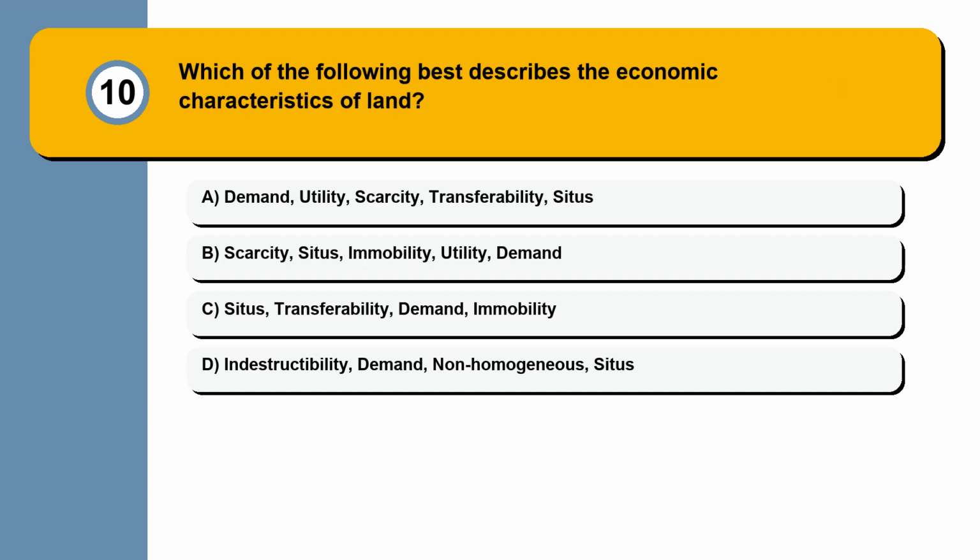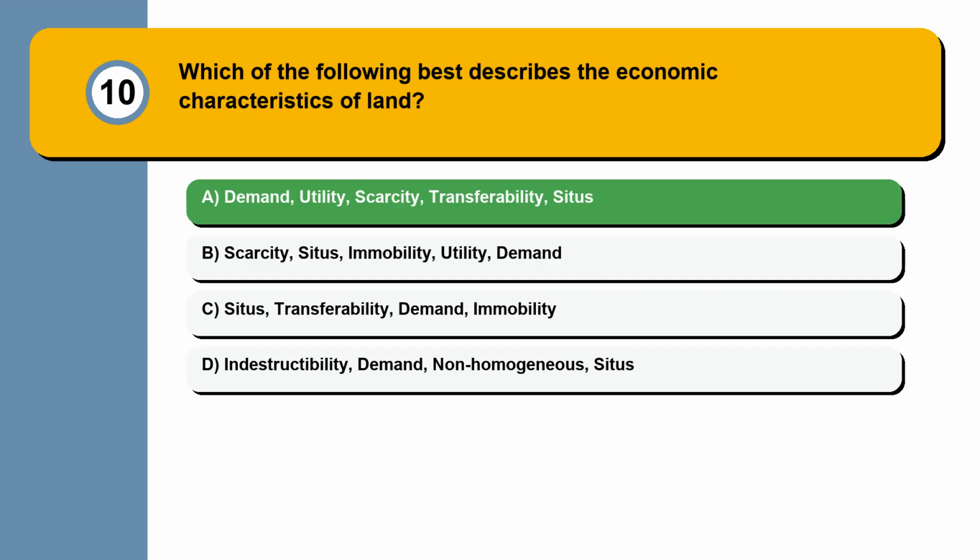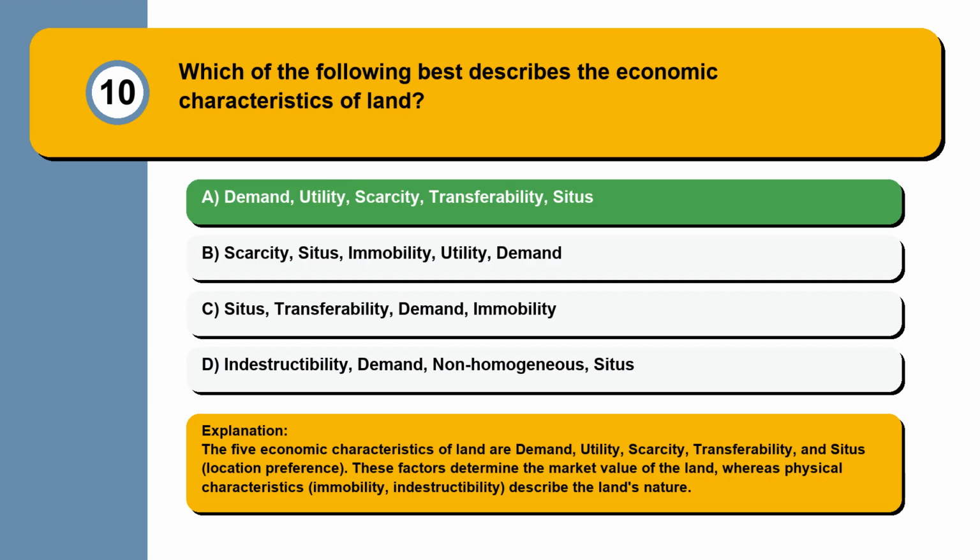Question 10. Which of the following best describes the economic characteristics of land? Demand, utility, scarcity, transferability, situs. Scarcity, situs, immobility, utility, demand. Situs, transferability, demand, immobility. Indestructibility, demand, non-homogeneous, situs. The 5 economic characteristics of land are demand, utility, scarcity, transferability, and situs, location preference. These factors determine the market value of the land, whereas physical characteristics, immobility and indestructibility, describe the land's nature.